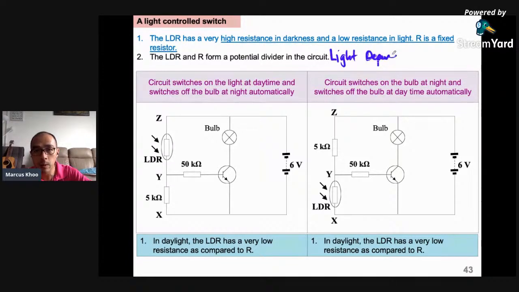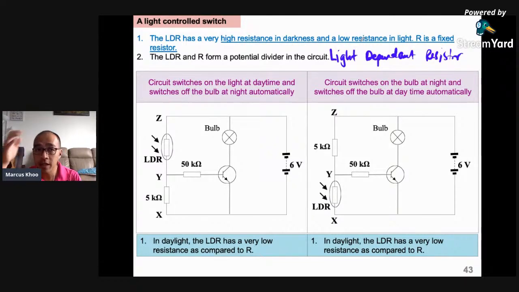LDR is called a light dependent resistor, perintang peka cahaya. It is very sensitive to light. And this is the important thing: the LDR has a very high resistance in darkness and low resistance in light.